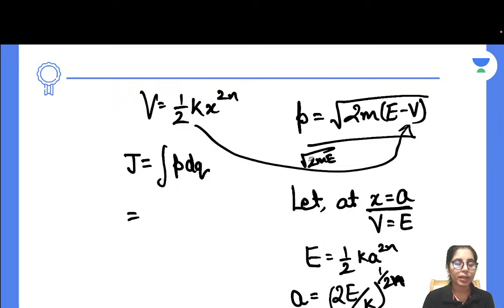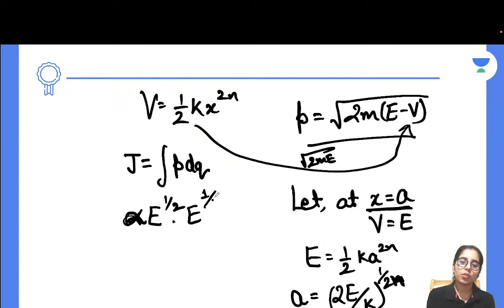So if you are starting to work on this method, you can write root 2 me complete term, or otherwise just write e to the power half. Okay, it is j is proportional to this value. And the other thing you have to consider is e to the power 1 over 2n and k to the power 1 over 2n. So that's going to be k to the power negative 1 over 2n, right?